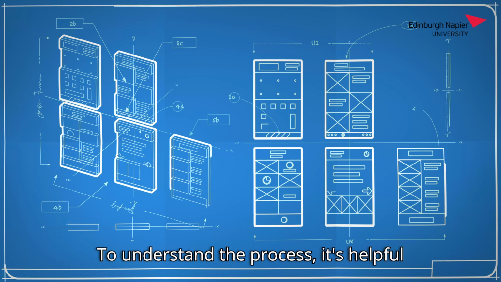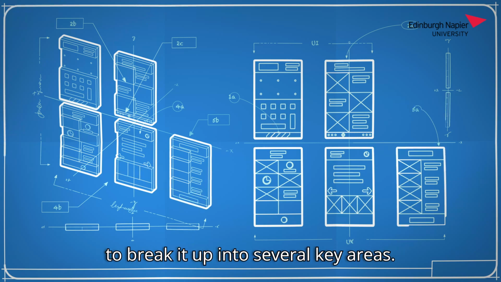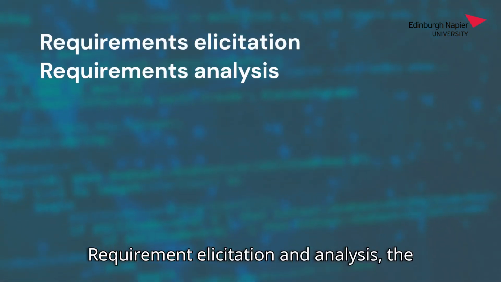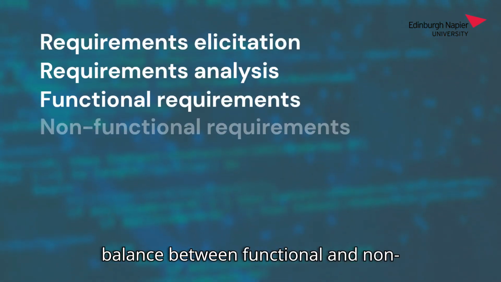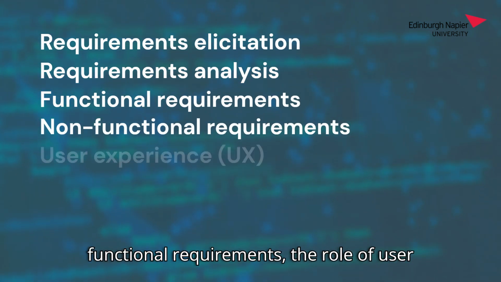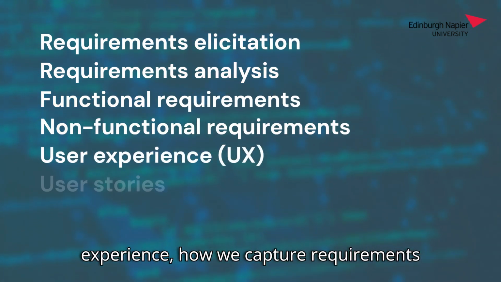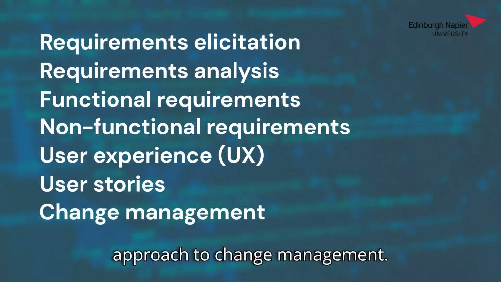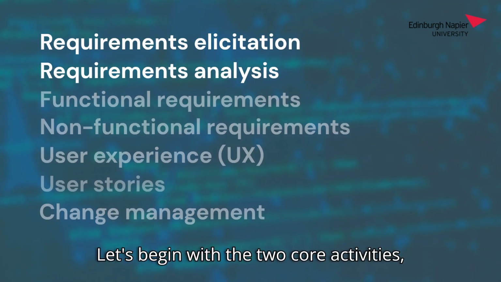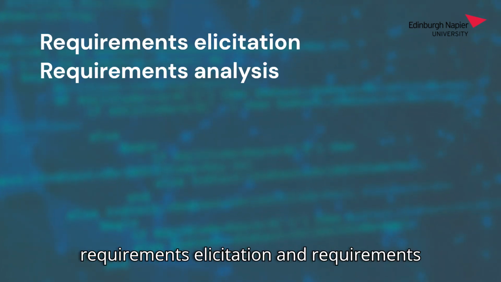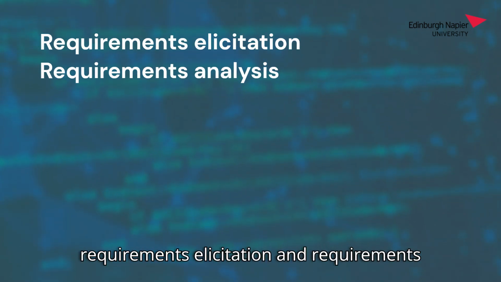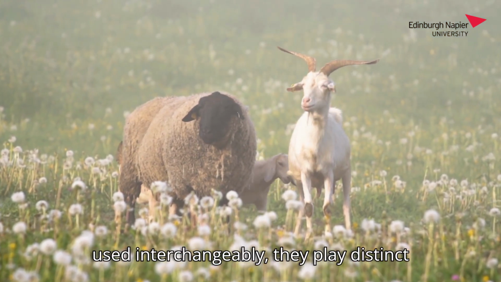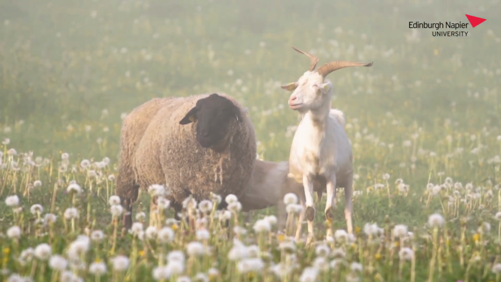To understand the process, it's helpful to break it up into several key areas. Requirements elicitation and analysis, the balance between functional and non-functional requirements, the role of user experience, how we capture requirements through user stories, and the Agile approach to change management. Let's begin with the two core activities, requirements elicitation and requirements analysis. Although these terms are often used interchangeably, they play distinct roles.